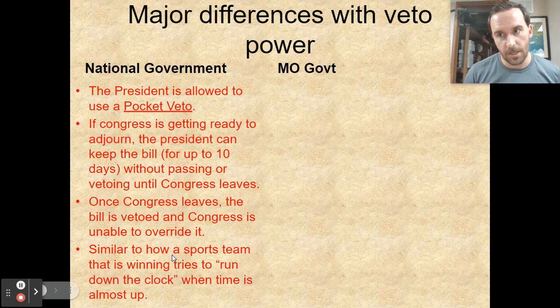And again, you don't have to write all this down. If the sports metaphor helps you, great, write it down. If you've got questions about what I mean, make sure that you're asking me.